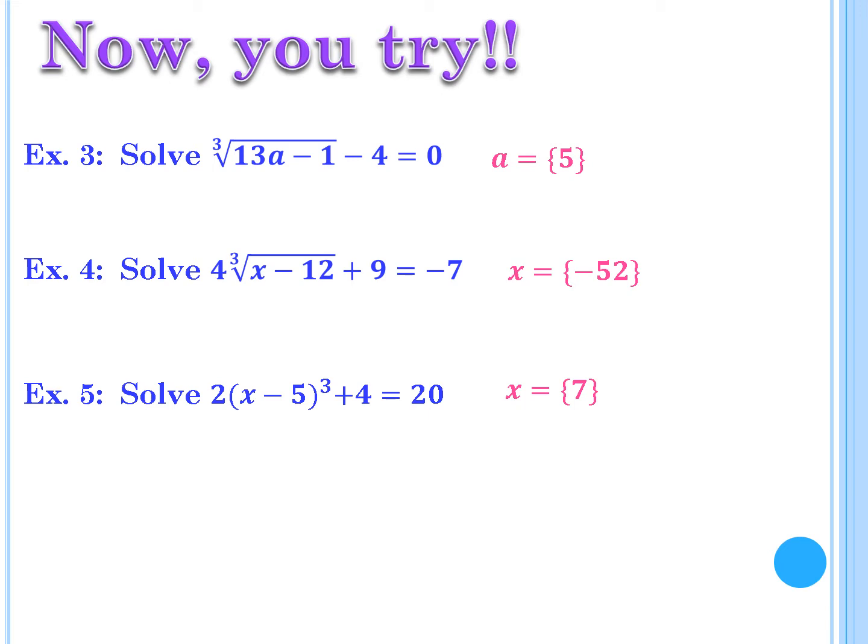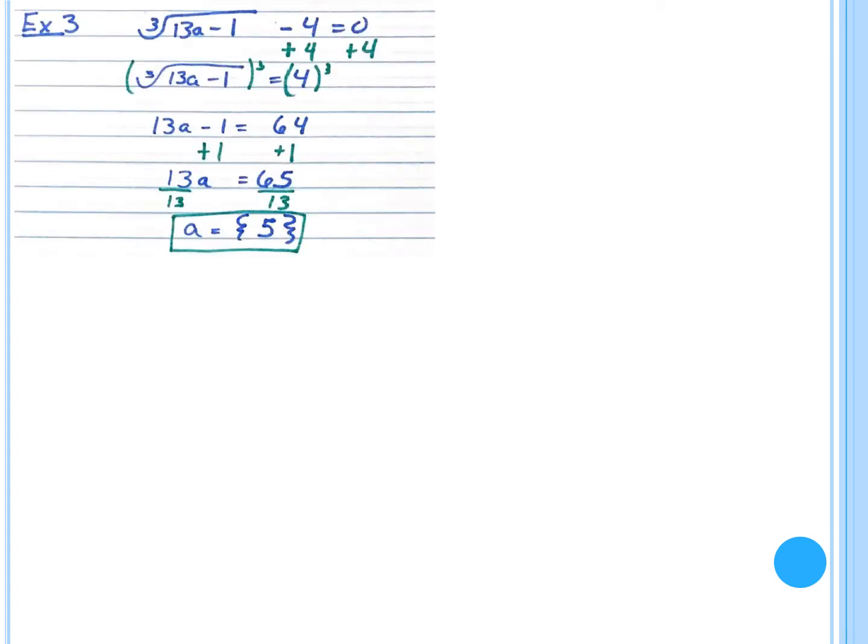Now, you're probably going, well, I made a little mistake, or I can't figure out where I went wrong. So let's look at our next slide. So let's look at how I got those answers. If you look at example 3, you see that I added 4 to get the cube root by itself. I then cubed both sides, and then at that point, it was a simple linear equation, and I solved for A.